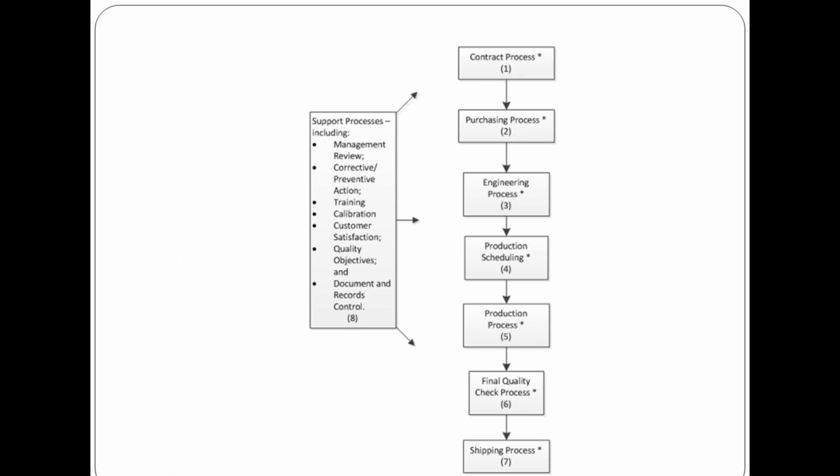Here's our first example. This is a kind of a top-down flow showing the core activities in the middle, contracts, purchasing, engineering, scheduling, production, quality, and shipping. And then again, you'll note that support is a rather large block off to the side. And again, the idea is that this is providing support to the entirety of the quality management system.